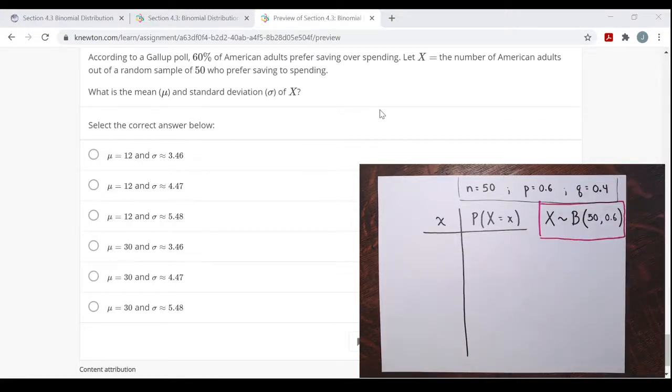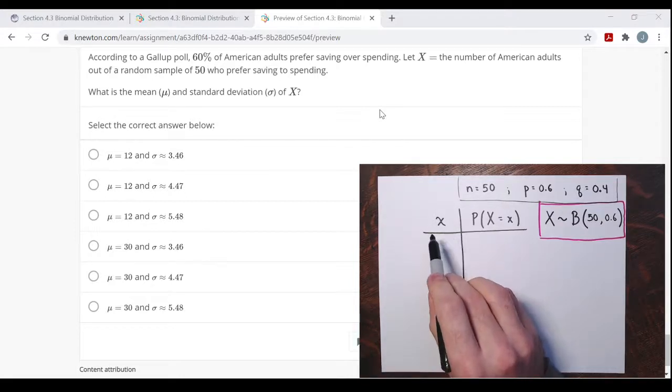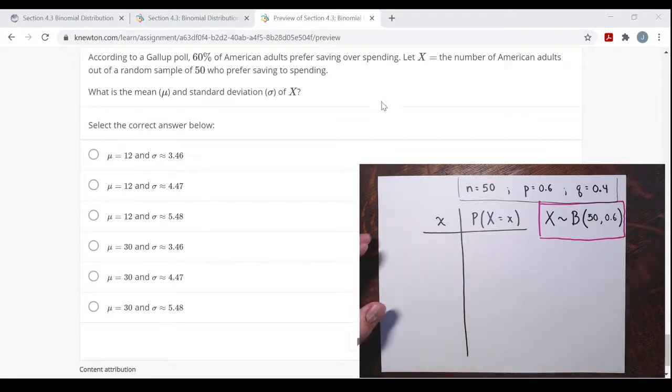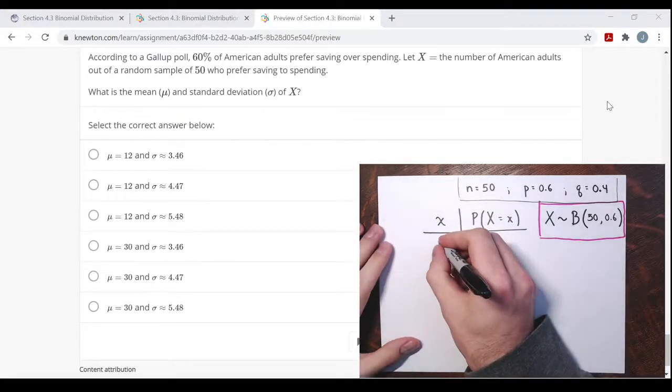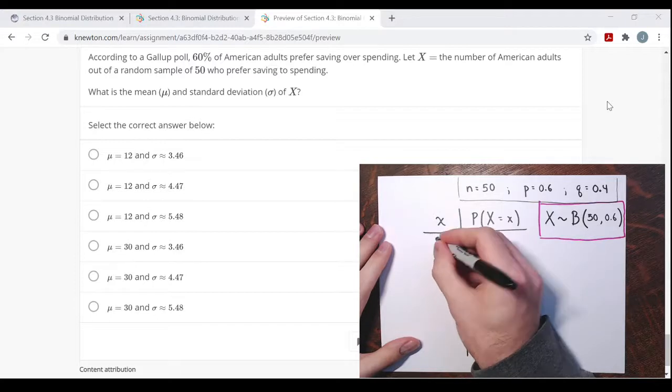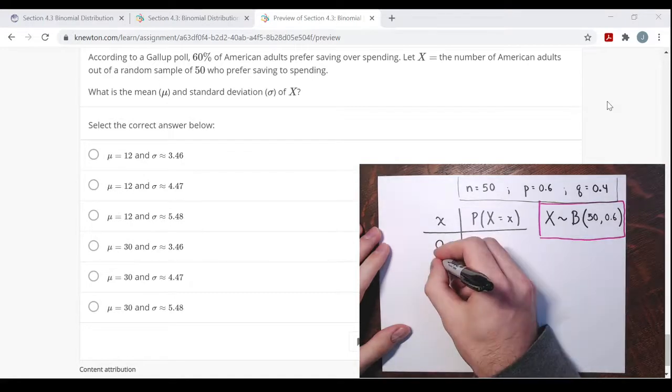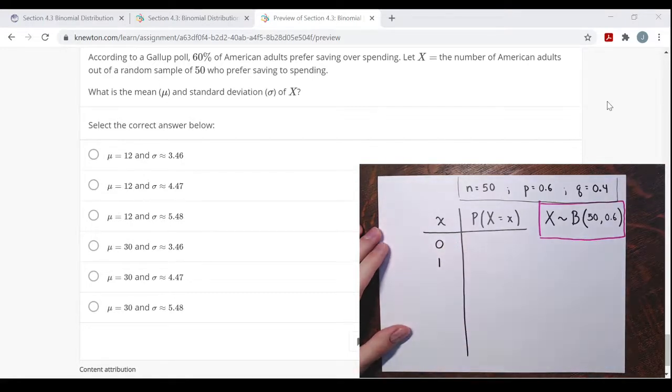Right. Now, if I were making a chart, a table for this, X here is representing the number of successes. Right, the number of adults out of a sample of 50 who prefer saving to spending. So what are the possible outcomes? If I take 50 random American adults, there's a chance that 0 of them could prefer saving over spending. That's one possible outcome. But there's also a chance that only one of them, 1 out of the 50, is a success, prefers saving over spending.